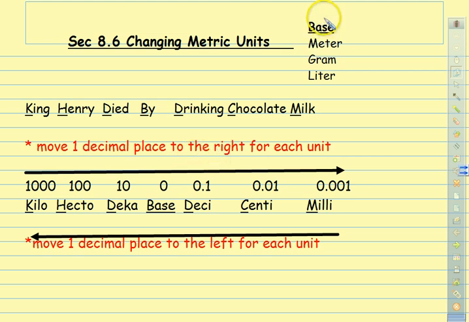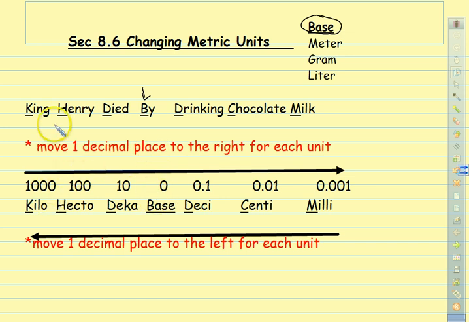We're going to talk about the base, and I know that we've already discussed this before, but the base of each of our different types: our meter, which is dealing with length, our gram, which is dealing with mass or weight, and then liter, which is our capacity. The base is going to be B, okay?